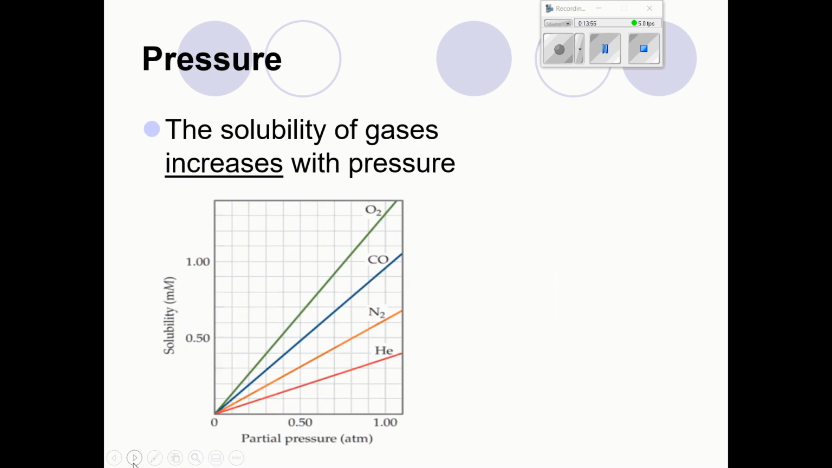And you can see here how you increase pressure, you increase the solubility of gases. So that's it. So hopefully you have an appreciation for solubility and how it might impact things in your everyday life.